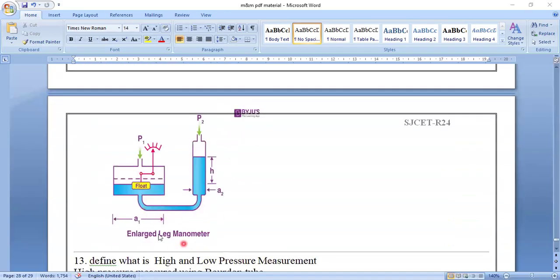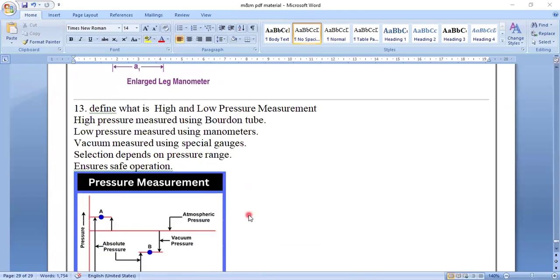So this is an enlarged leg manometer. Here there is a float attached to a dial. From here you are giving pressure P2, and from here you are applying some air inside. Then what happens? The height of this is measured here, and the pointer shows how much height there is. That is how manometers generally work. You can see the 13th question here.